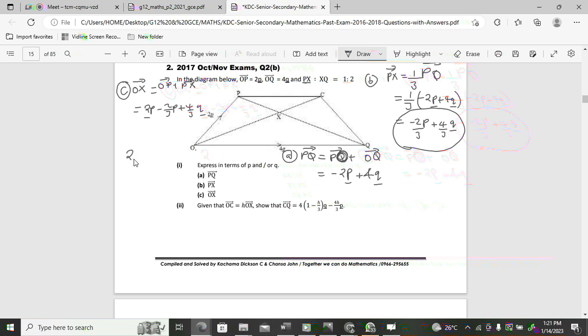So all we are going to do is add the 2P minus 2P over 3. We need to make this a single fraction, so we say over 1. Multiply this 2p times 3, that is going to be 6p. And then 1 times negative 2p, that is negative 2p. And the denominator, 1 times 3, that is going to be 3. So 6p minus 2p, this is going to give us 4p over 3, and then plus 4q over 3. Okay, like that. So we have found now OX.